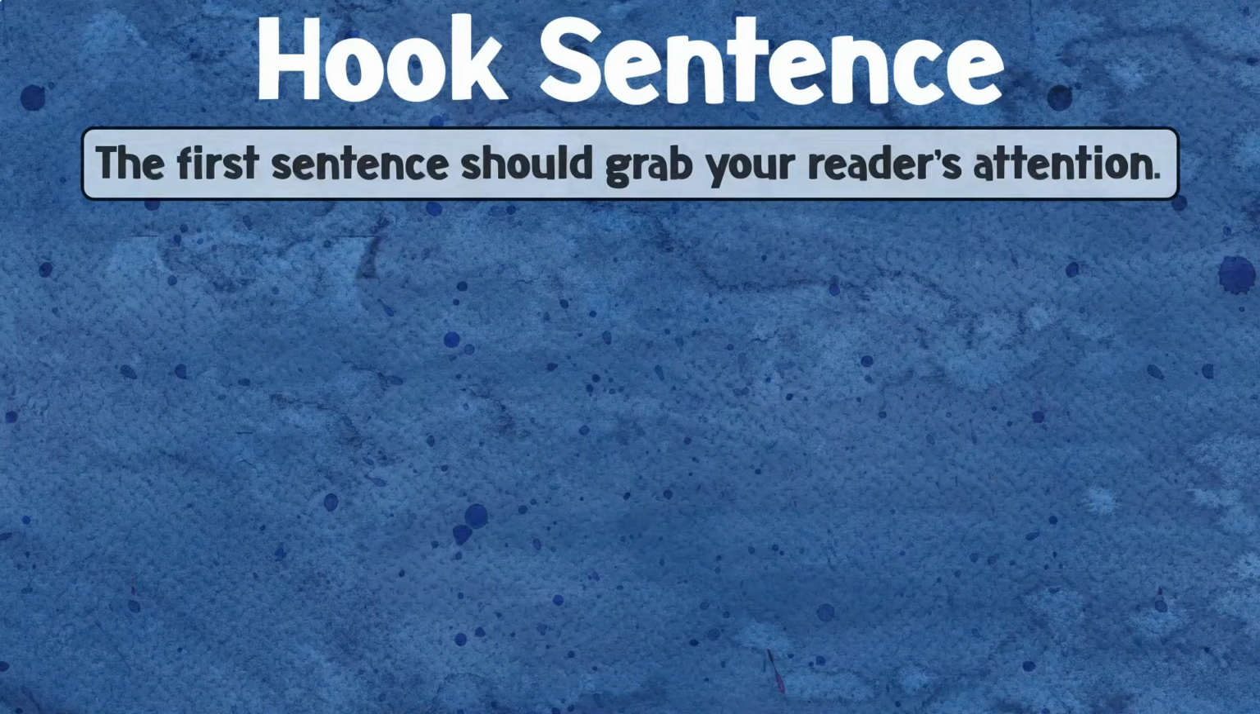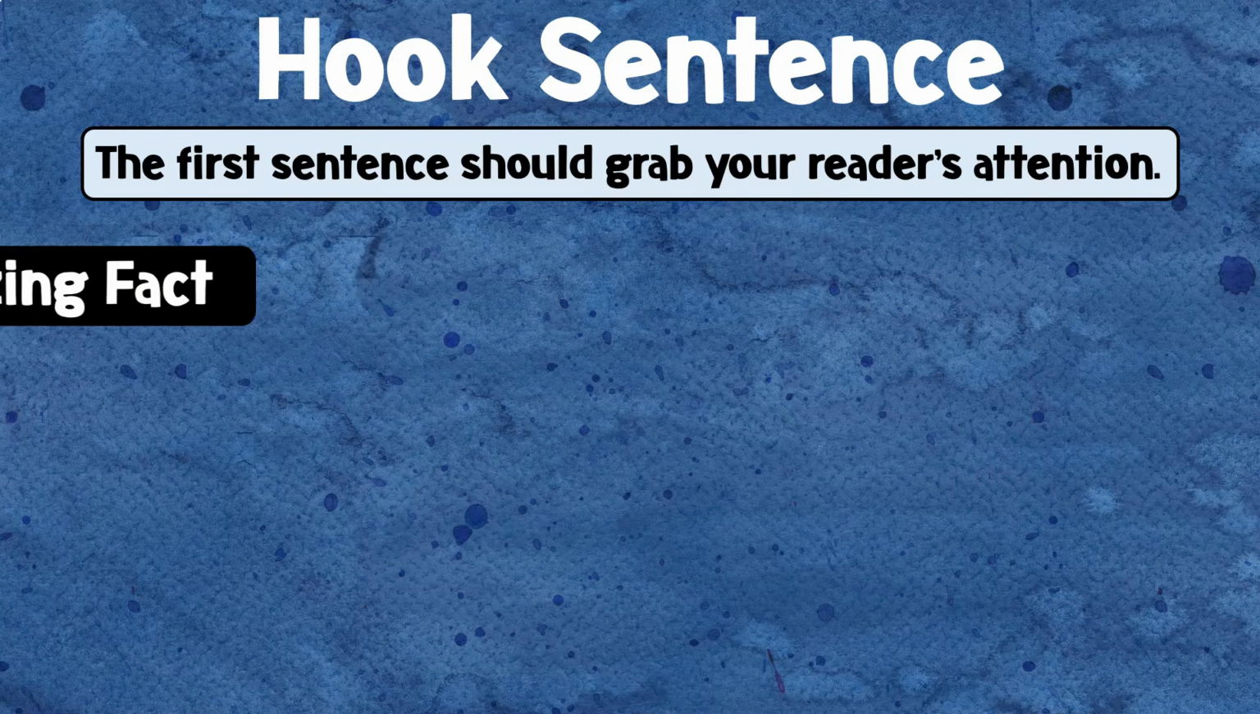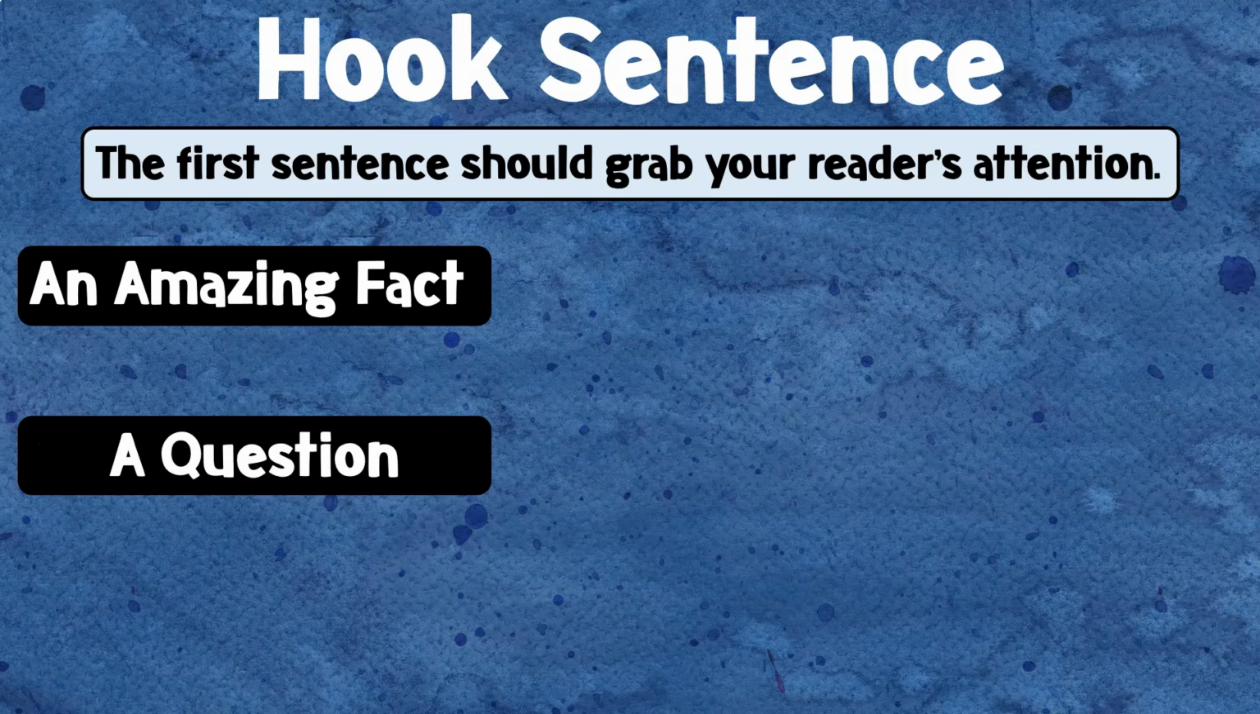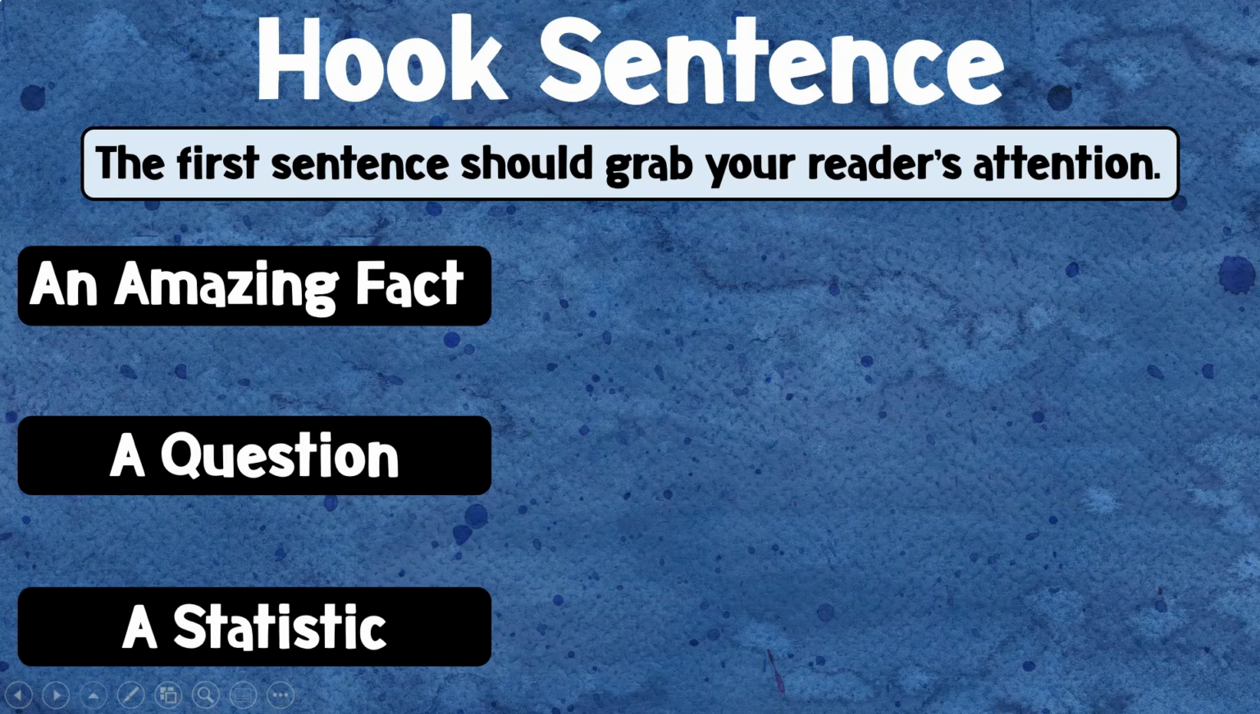A hook sentence is the very first sentence in your paper. It's a sentence that should grab your reader's attention, which means it should be interesting enough to make your reader continue reading. I'm going to show you 3 different ways to do this, though there are many different ways to do this. 1, you could write an amazing fact about your topic. 2, you could write a question that is interesting enough to keep the reader following along. And finally, you could add a statistic that is very interesting that will also keep your reader reading along.